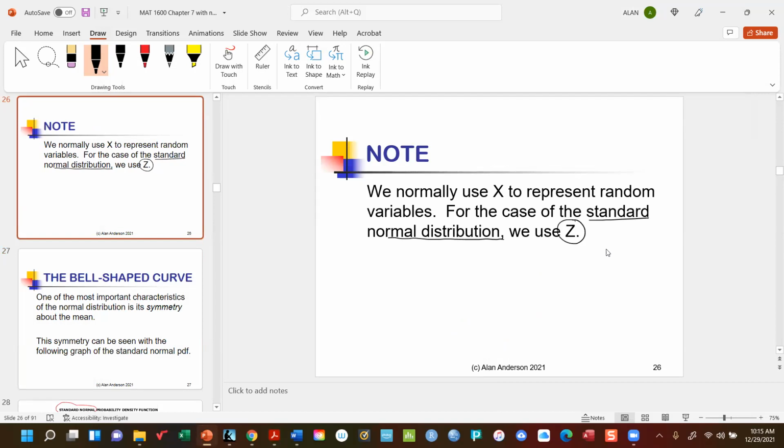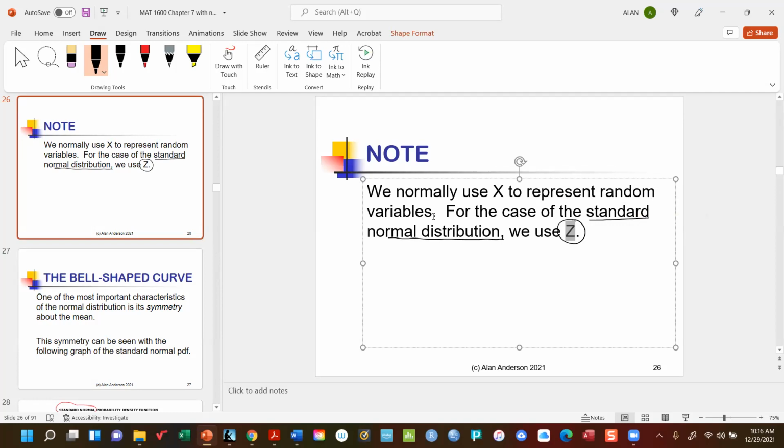Anyway, I did also mention notation-wise, we tend to use X to represent random variables. We've been doing this all along. Like with the binomial, remember we used X to represent the binomial random variable. With the Poisson, we did the same thing. In this one special case though, by convention, we're going to use the letter Z to represent the standard normal distribution. We'll use X for all the other normal distributions, but we'll save Z for this one case.